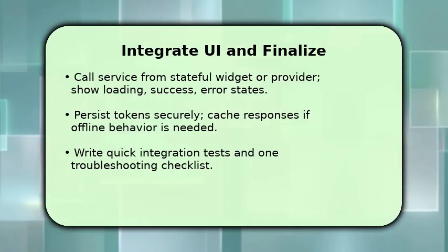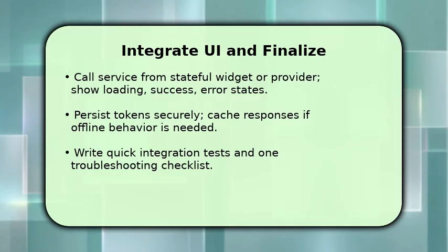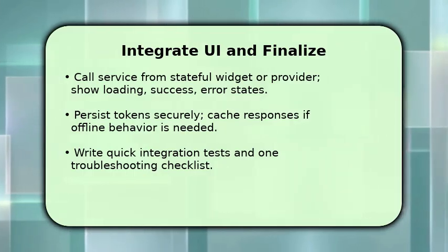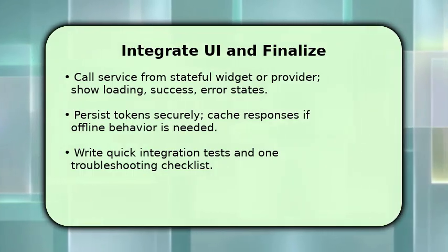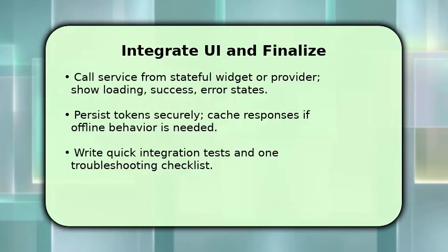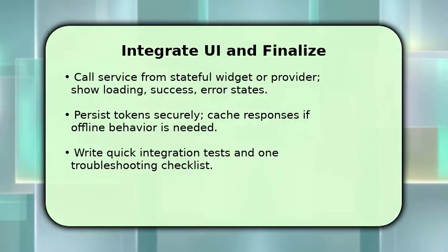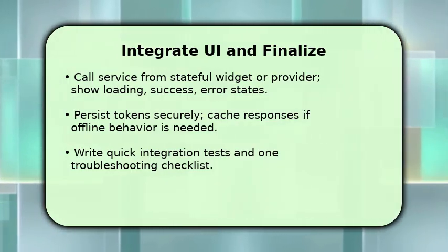If things go wrong, check CORS/network permissions, verify base URL and headers, and inspect server JSON shape. Often a mismatched field name causes parsing exceptions. Fixing that usually restores the flow.